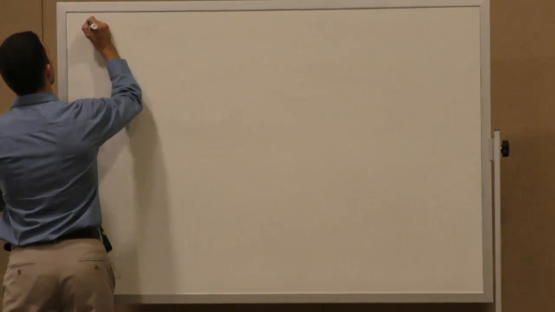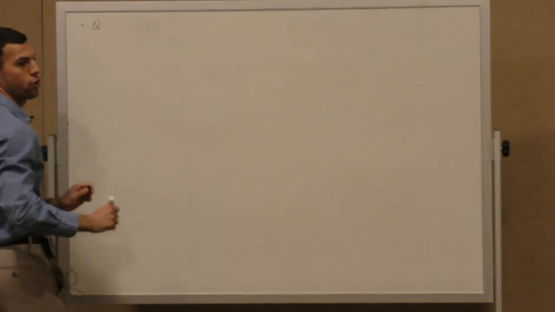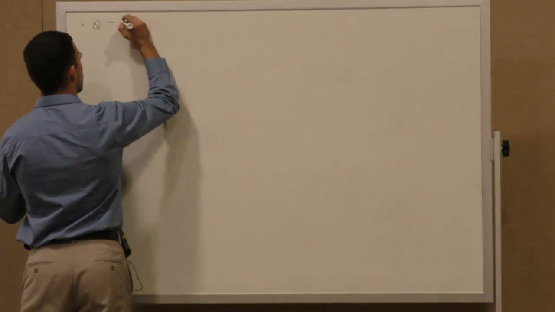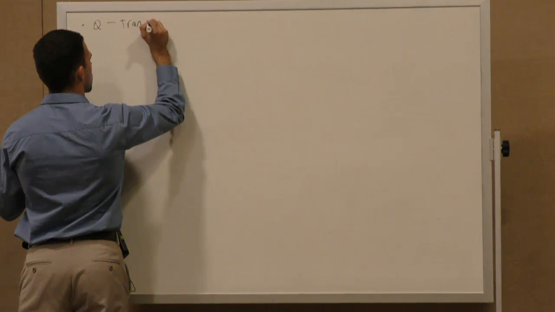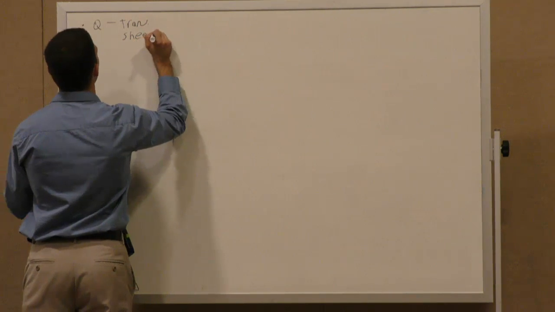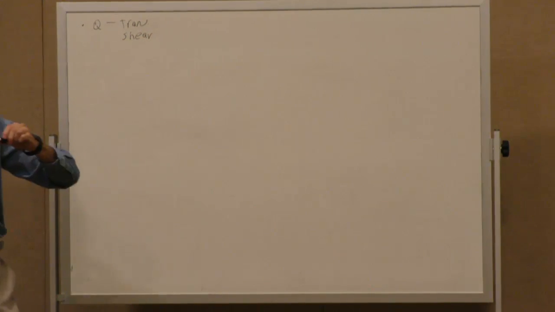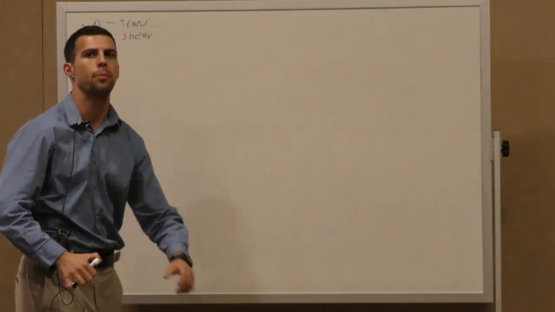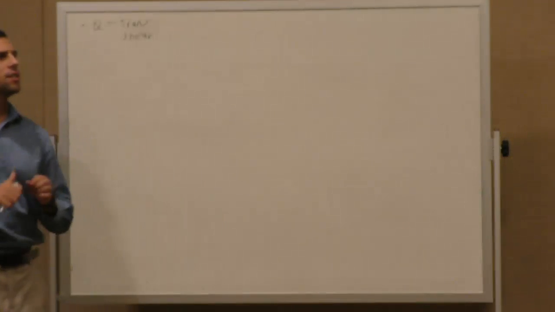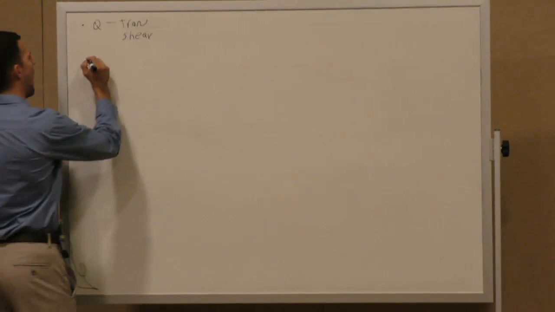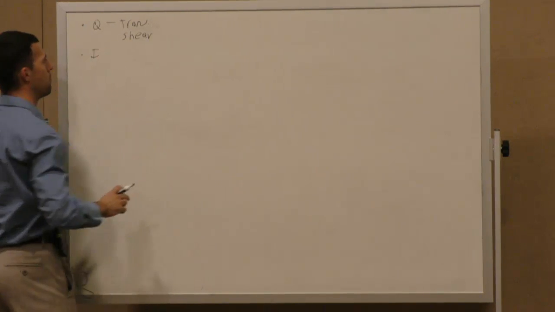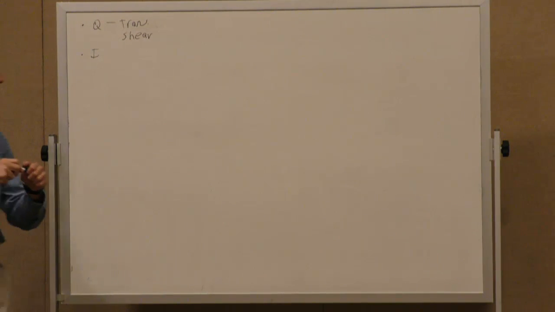We want to see a little bit of establishing Q for transverse shear. So from transverse shear, what the heck is Q? How do we establish it for different shapes? Doing some examples like that. And then I believe we also said we wanted to see a little bit of I as well, those moments of inertia and how they were working.